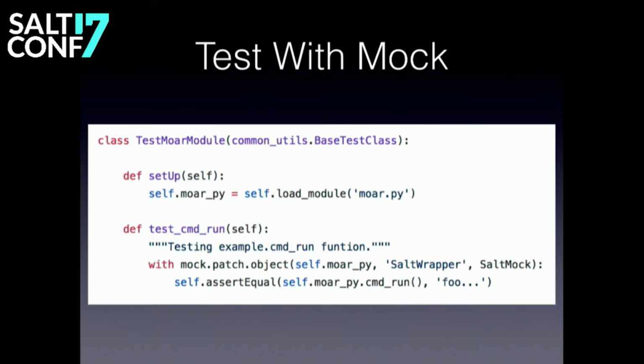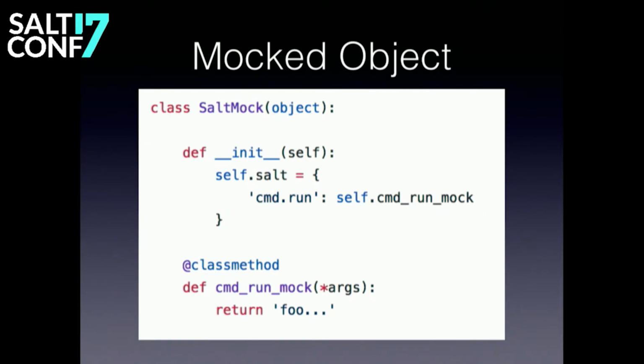Next, you'll see mock's patch object. If you've never used this before, this is relatively straightforward. The first argument is the code you want to patch. The next one is the thing you want to replace, which is a string, not an object. And the last one is the thing you want to replace the second thing with. So the first one is the result of the IMP load source. The second one is the salt wrapper class, the name of it, not the actual object. And the last one is the actual object that you want to replace it with, which is this.